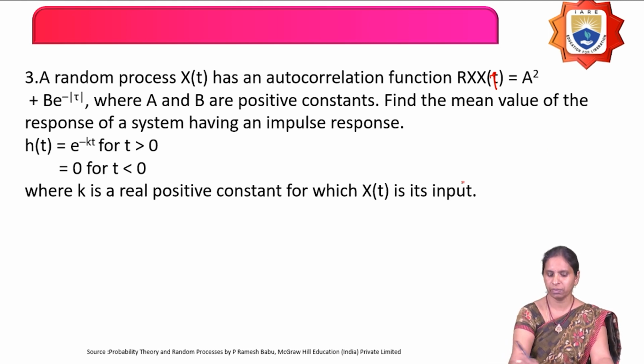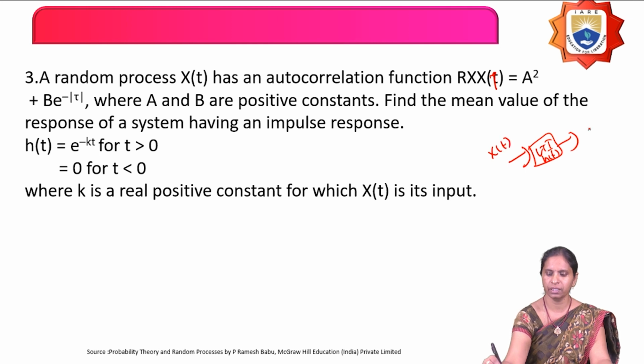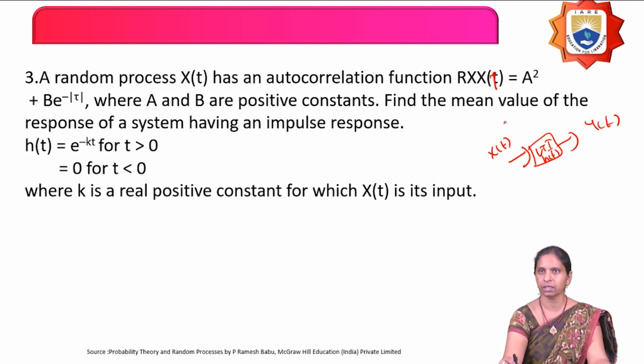So it means they are given x of t. For this system, h of t is the impulse response, the input is x of t, and its output is y of t. So what do you have to calculate? You have to calculate the mean value of the response of the system.